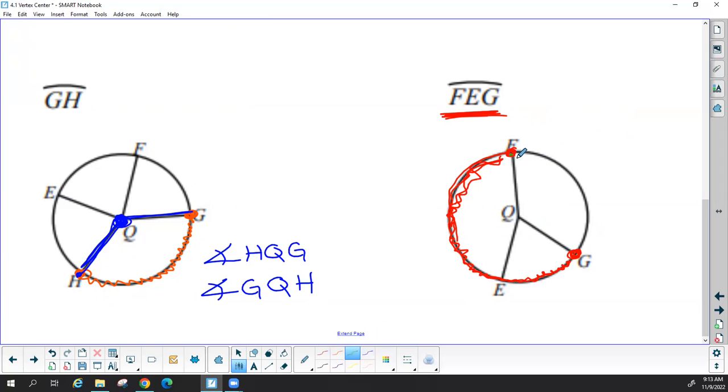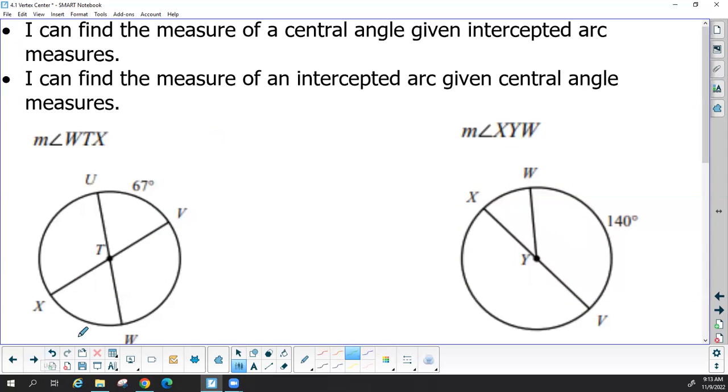And that's going to be formed by this angle right here. That's angle FQG, or you can call it angle GQF. Both are the same. I think it's really important to draw these pictures and to use either colored pencils, markers, or a pencil and darken in, but show yourself what arc you're talking about.